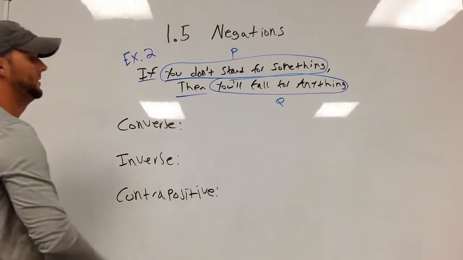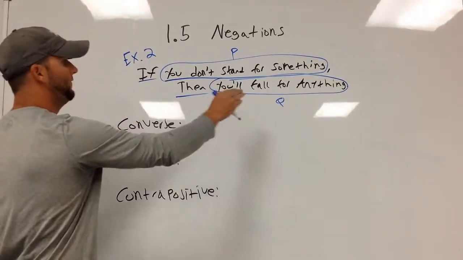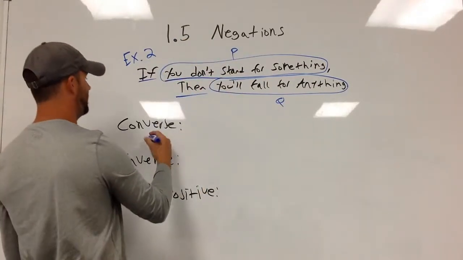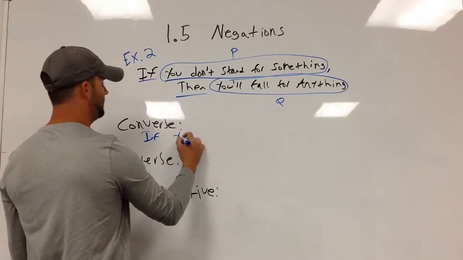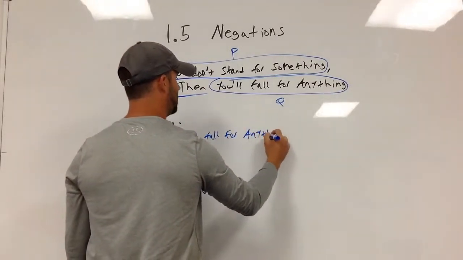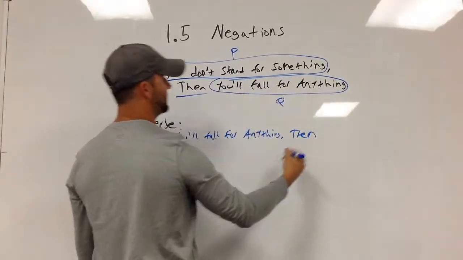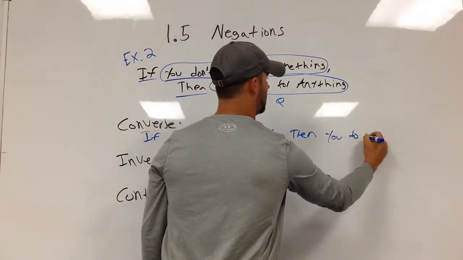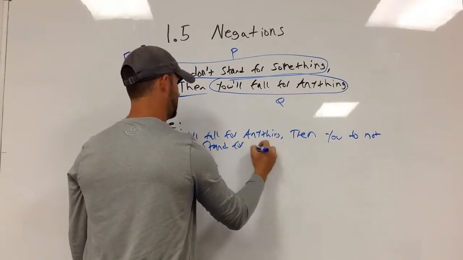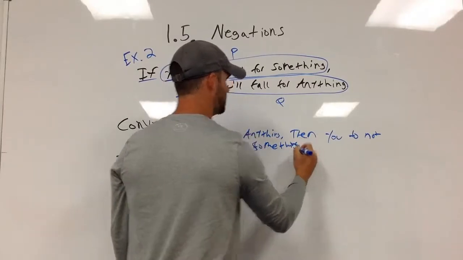Next, it wants you to write the converse. For the converse, we swap both of these, right? So I'm going to say: if you'll fall for anything, then you do not stand for something. So that is the converse, okay?